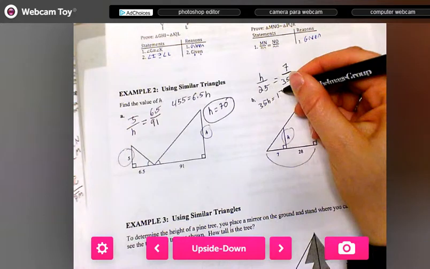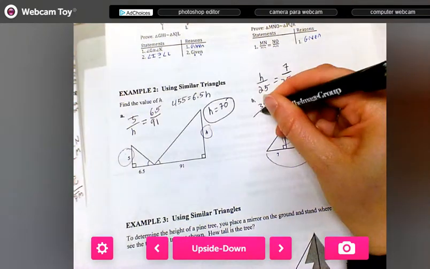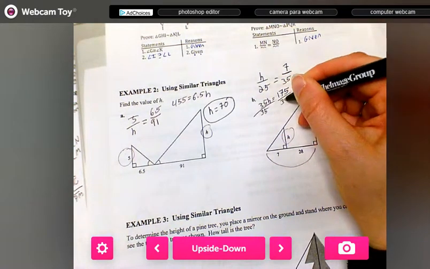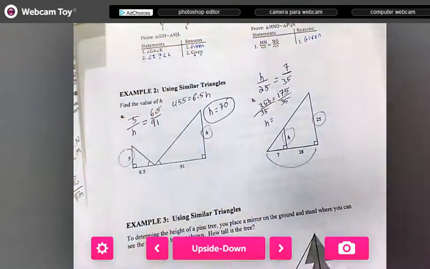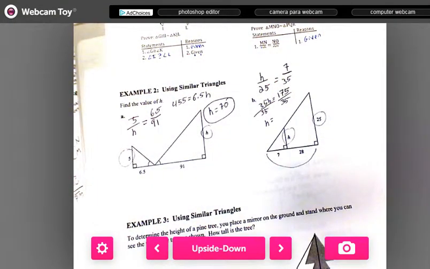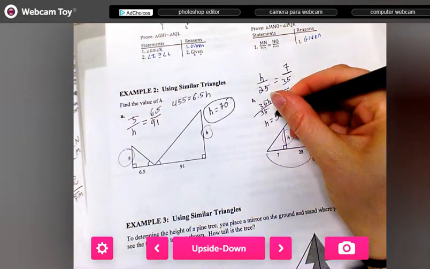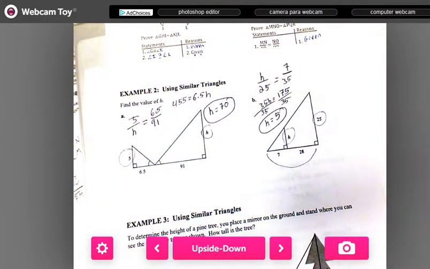Which is 175. We're going to divide both sides by 35, and we're going to find out that H equals 5. Okay.